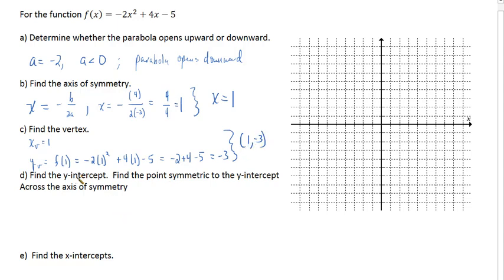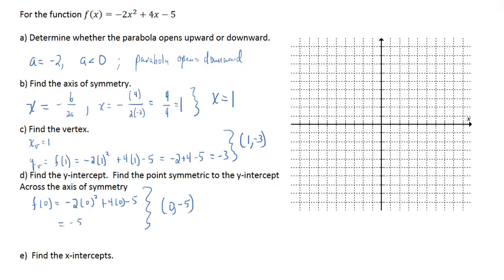Let's find the y-intercept. f of 0 is negative 2 times 0 squared plus 4 times 0 minus 5. That's 0 plus 0 minus 5. f of 0 is negative 5. The y-intercept is (0, negative 5). And the point symmetric to the y-intercept. Well, let's go ahead and start sketching.